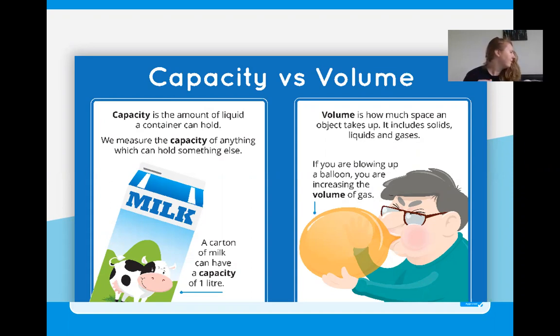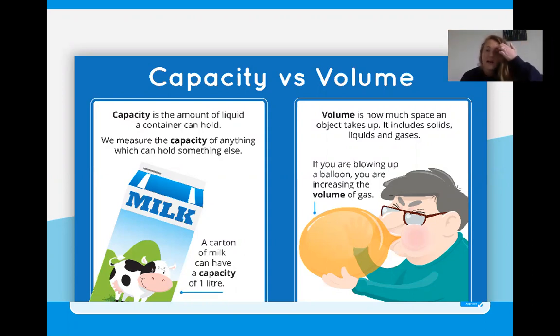So for example, I have here my measuring jug, and this can hold 1,000 milliliters or 1 liter. It also has some different measurements, but we're going to be looking at milliliters and liters. So that is how much capacity. We measure the capacity of anything which can hold something else. So this can hold any type of liquid. I have a little can here that's also holding some liquid. So it has a capacity of 50 milliliters.